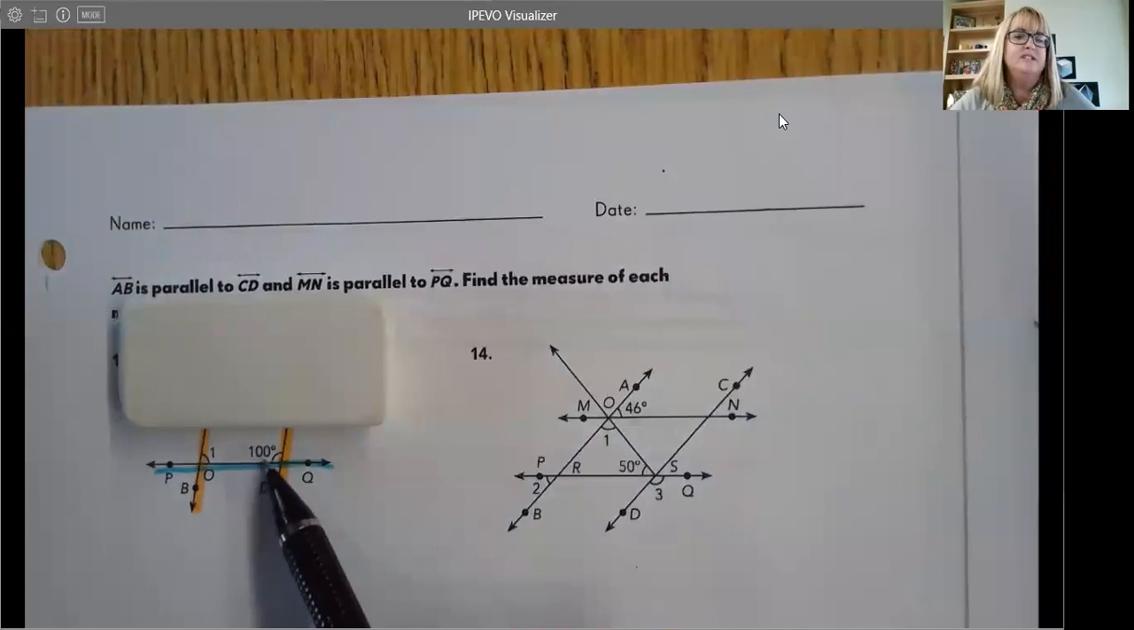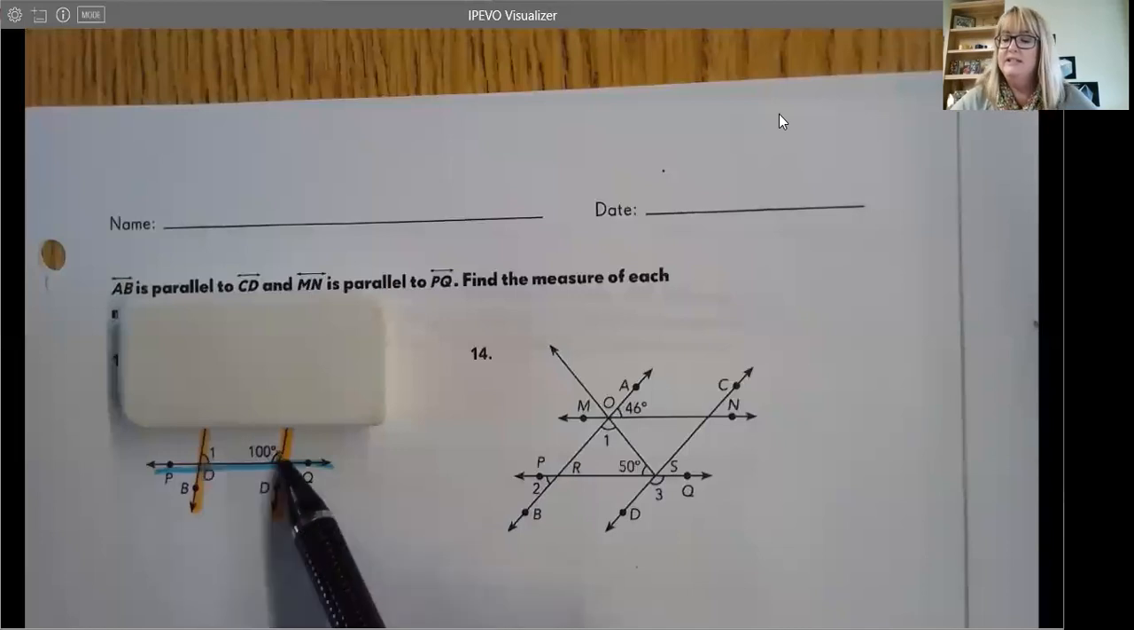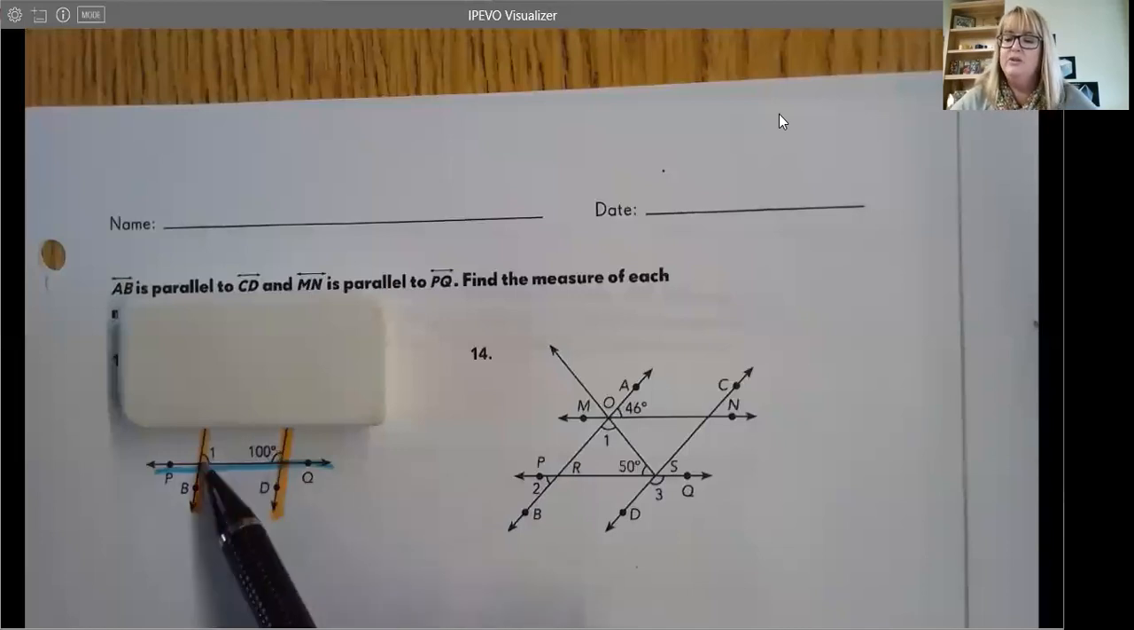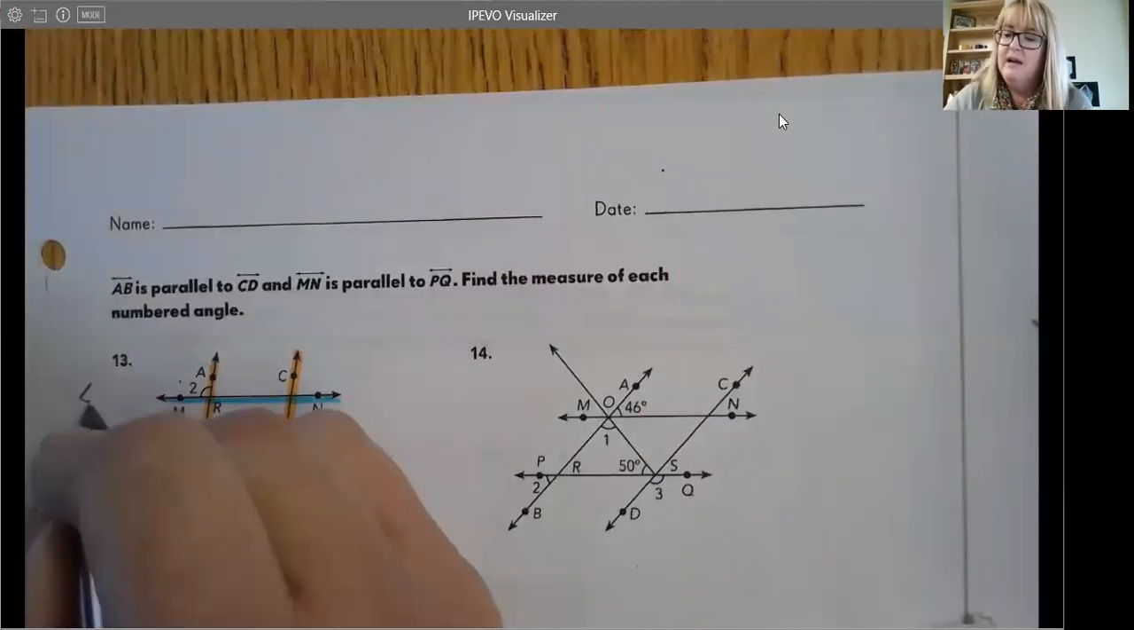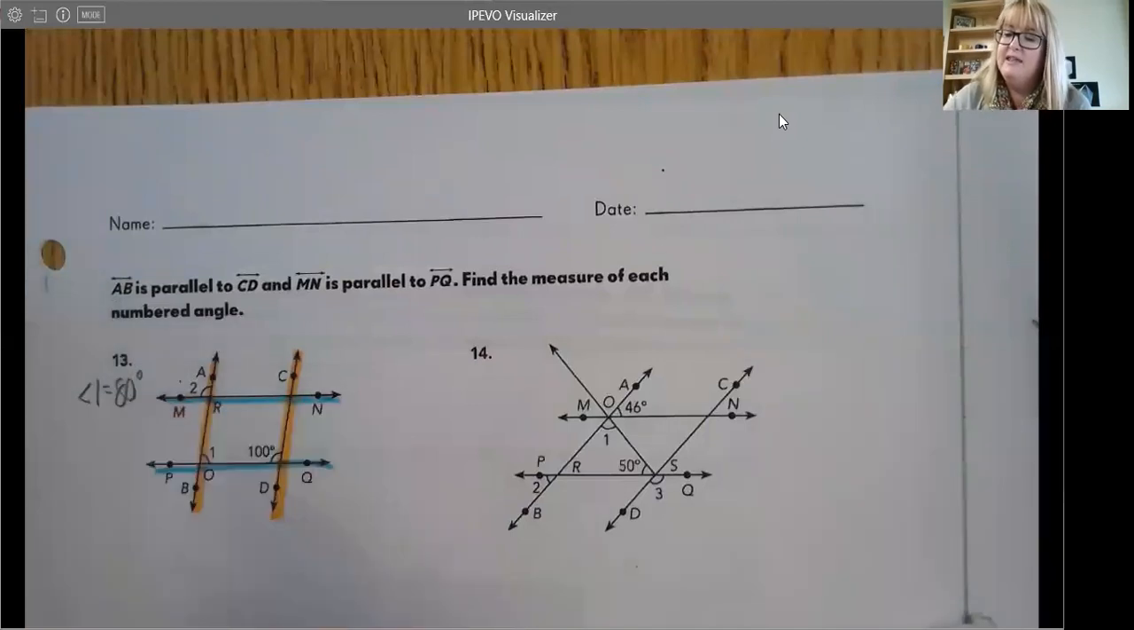So look at your cards, and what do we know about consecutive interior angles? We know that they are supplementary. That means angle 1 plus 100 equals 180 degrees. So what do you add to 100 to get 180? Well, 80. So angle 1 is 80 degrees. Let's just write that out here. Angle 1 is 80 degrees. Okay, so I'm going to write that.